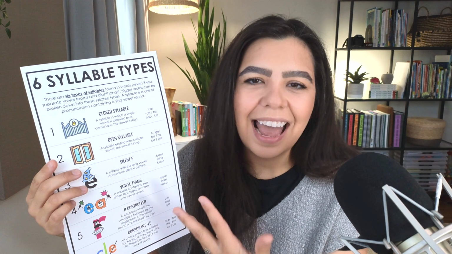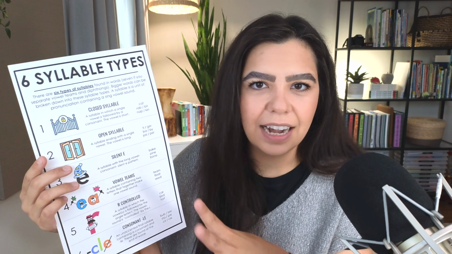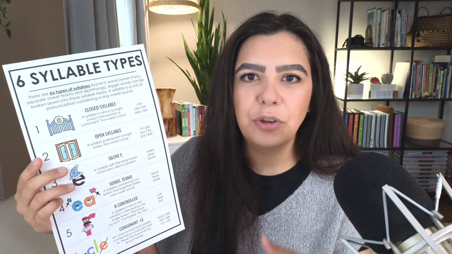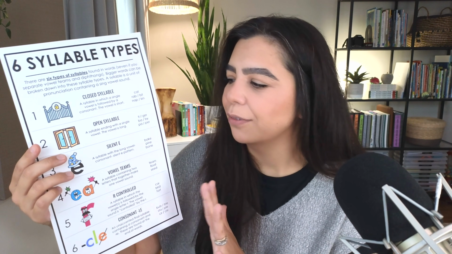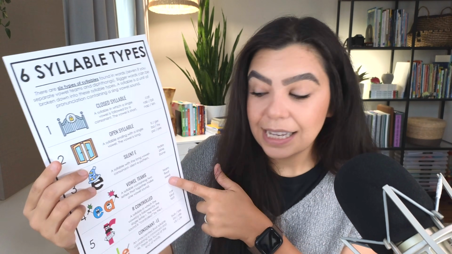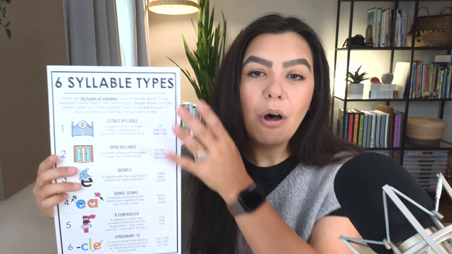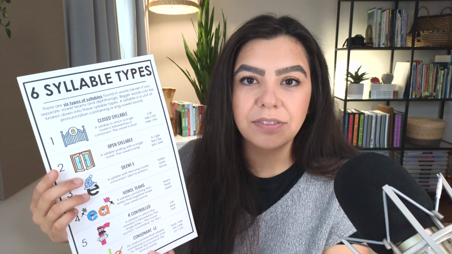You could also call it that instead of a silent E. It just varies depending on how you want to present that and continuing that common language across your grade levels. And then you have vowel teams, the R controlled, and then the consonant LE. So all of these are your 6 different types of syllables.